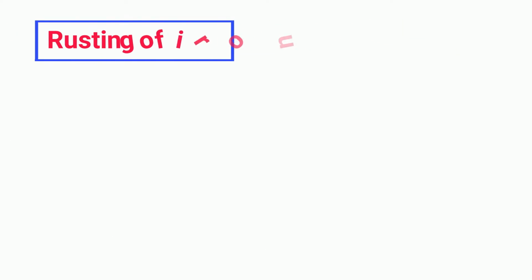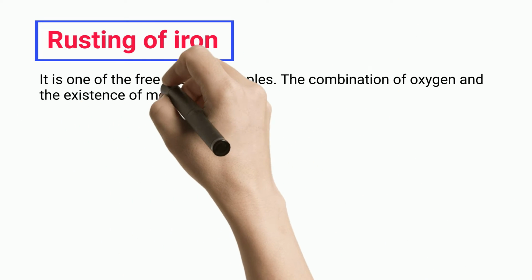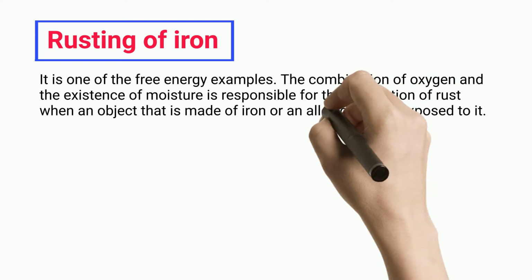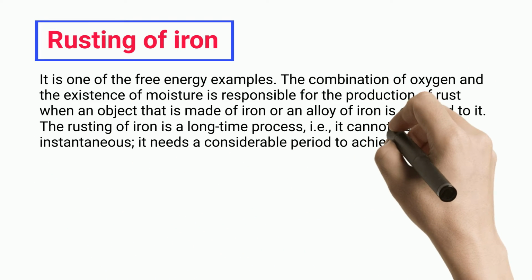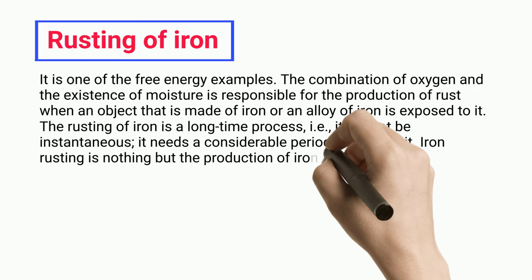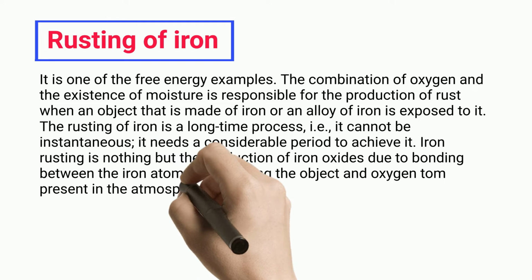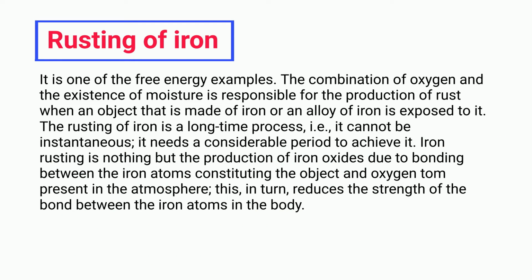Rusting of iron. It is one of the free energy examples. The combination of oxygen and the existence of moisture is responsible for the production of rust when an object that is made of iron or an alloy of iron is exposed to it. The rusting of iron is a long-time process, i.e., it cannot be instantaneous, it needs a considerable period to achieve it. Iron rusting is nothing but the production of iron oxides due to bonding between the iron atoms constituting the object and oxygen atoms present in the atmosphere. This, in turn, reduces the strength of the bond between the iron atoms in the body.